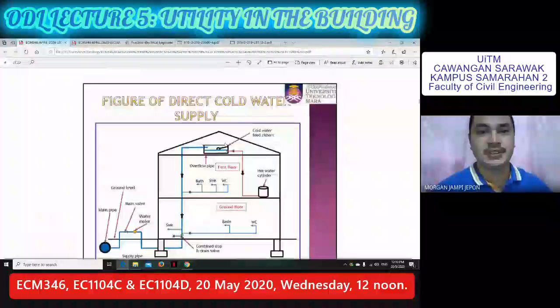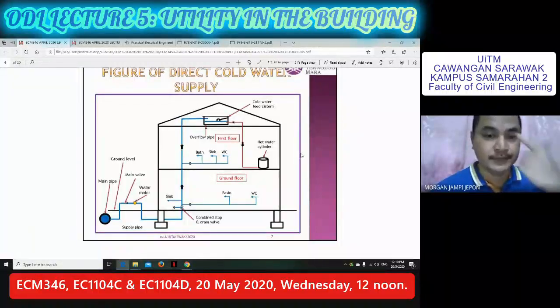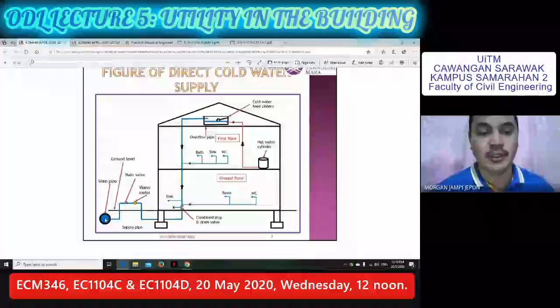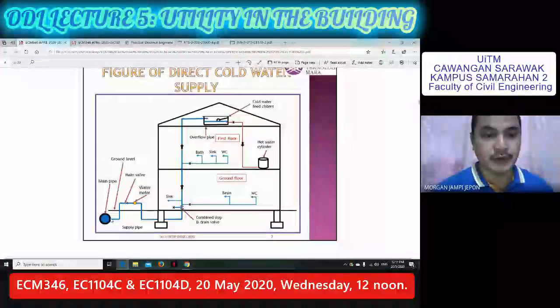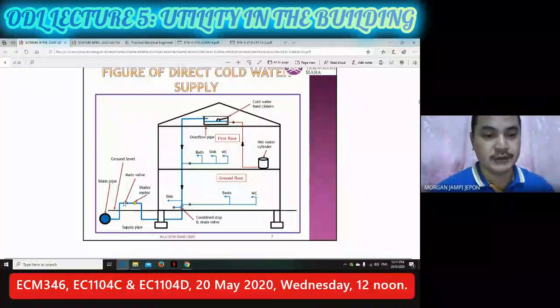Okay. So this is the figure of direct cold water supply for a domestic house like the one that we have. Okay. So the main pipe comes from the town main or a local authority water supply. Okay, then it goes through the ground level, because we normally place this main pipe on the ground level. Then from that main supply, it goes to the main valve, and then goes to water meter. Then it goes again to the underground and enters the house.